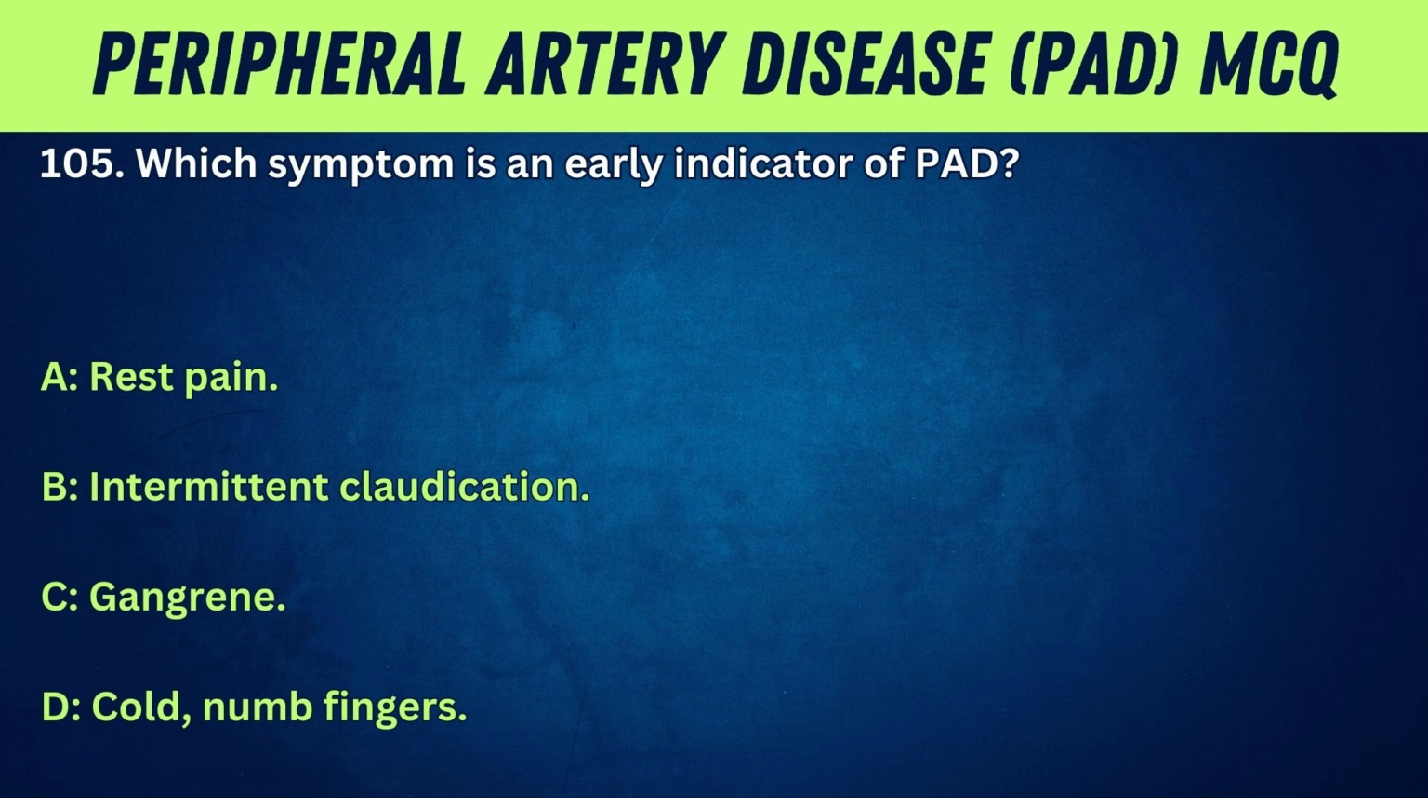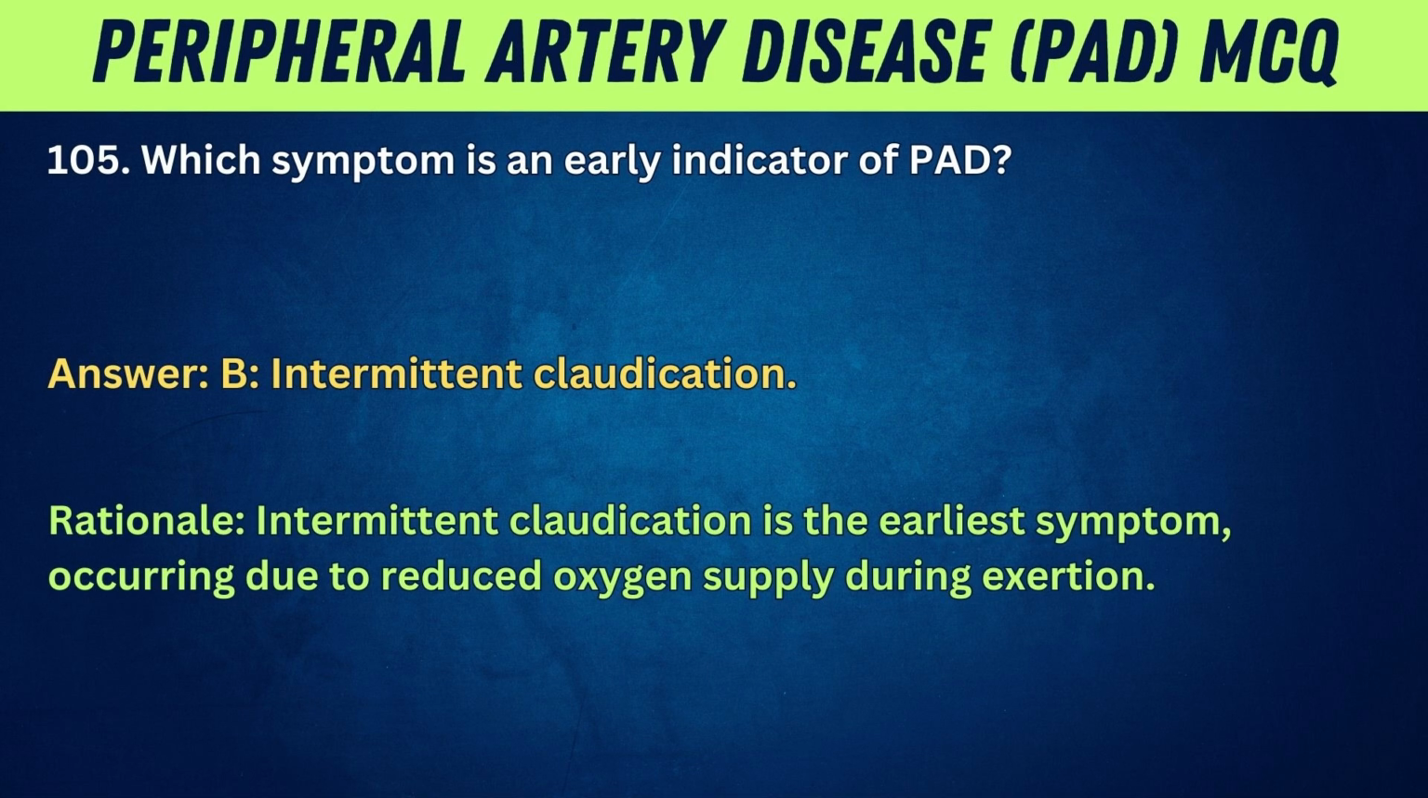105. Which symptom is an early indicator of PAD? A. Rest pain. B. Intermittent claudication. C. Gangrene. D. Cold, numb fingers. Answer: B. Intermittent claudication. Rationale: intermittent claudication is the earliest symptom, occurring due to reduced oxygen supply during exertion.